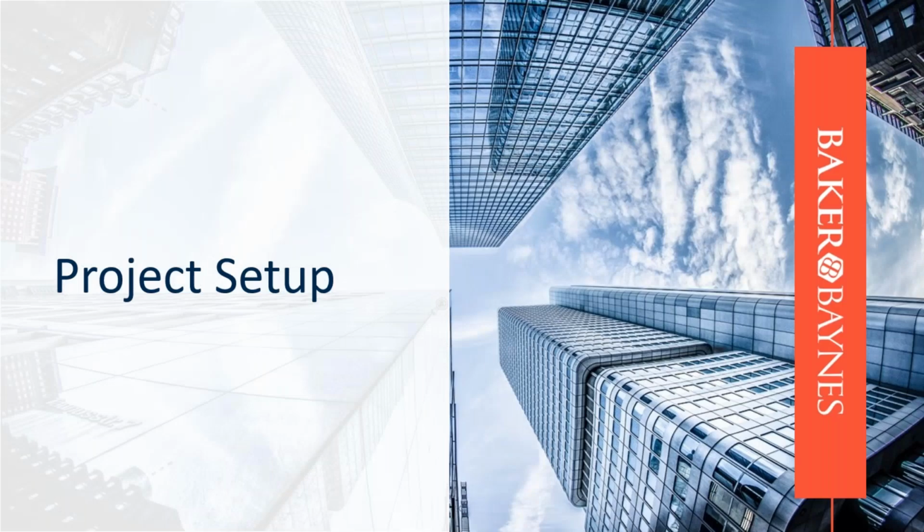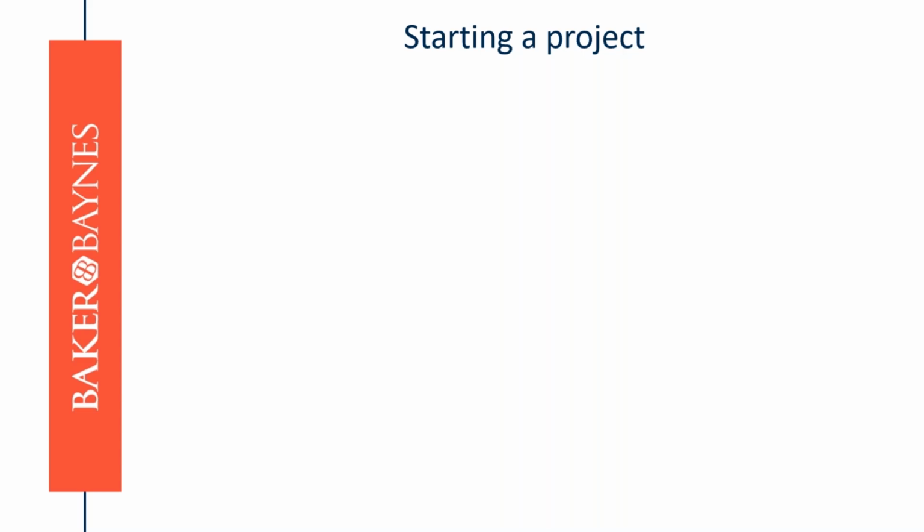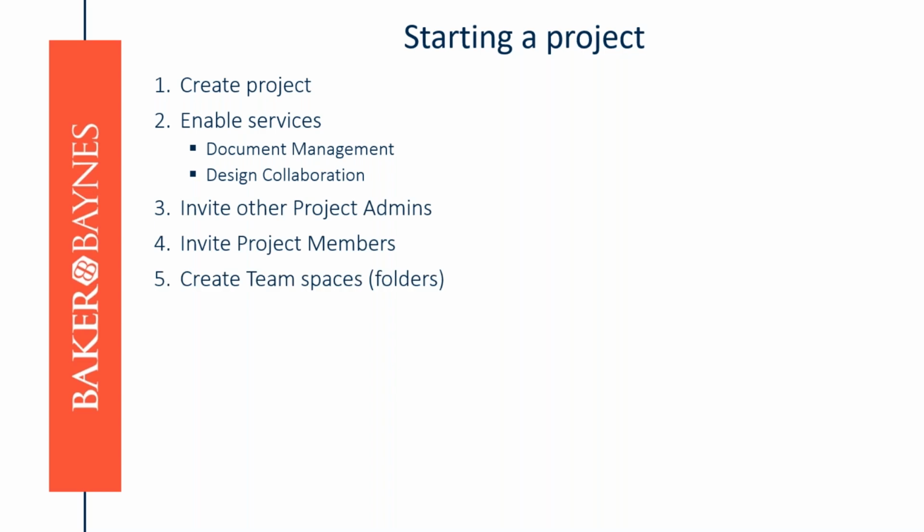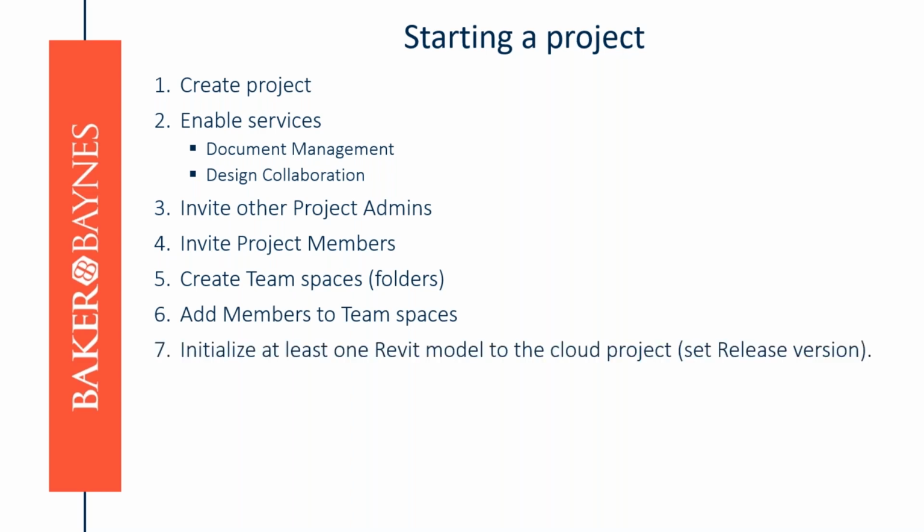So let's move into project setup. To start and set up a new project in BIM 360 Design, we will look at the next steps. We will create a project. You will enable services, and this includes document management and design collaboration. You will invite other project admins. You will invite project members. You will create team spaces or folders. You will add members to these team spaces. And finally, initialize at least one Revit model to the cloud project. And it's also important to set the release version.